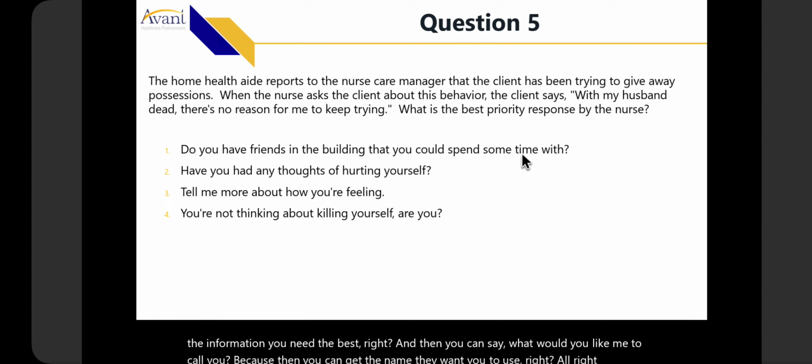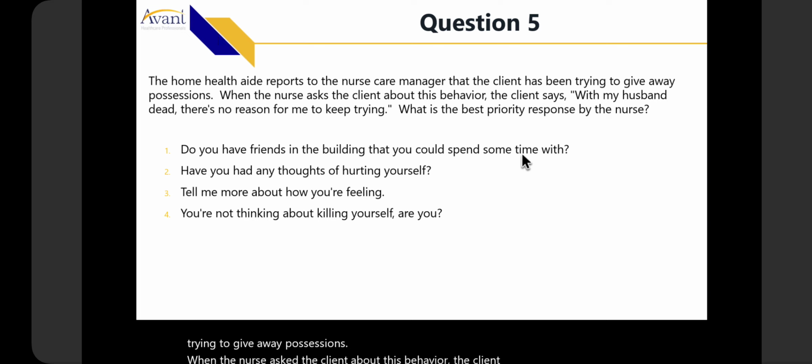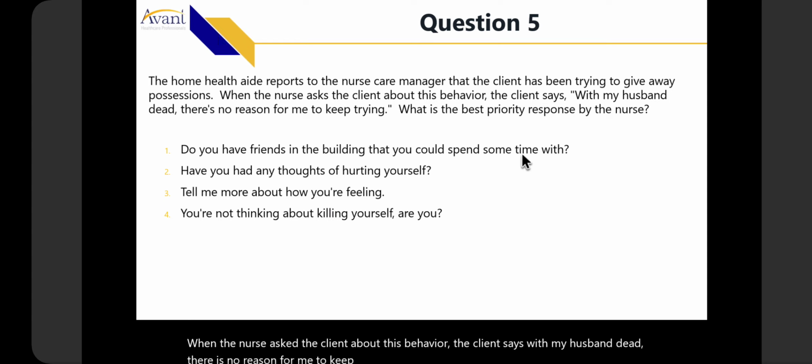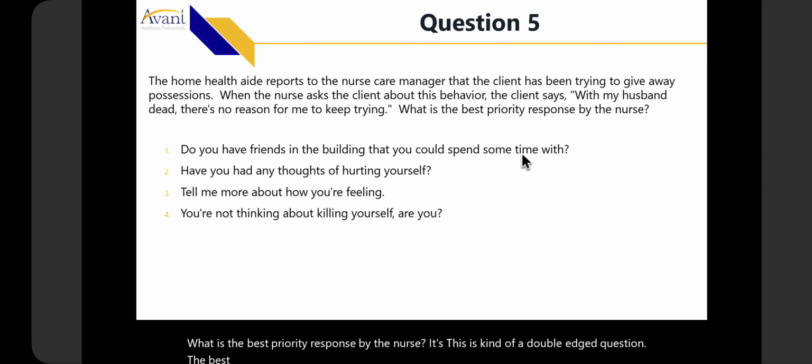All right, question number 5. The home health aide reports to the care manager that the client has been trying to give away possessions. When the nurse asks the client about this behavior, the client says, with my husband dead, there is no reason for me to keep trying. What is the best priority response by the nurse? Right? So this is kind of a double-edged question. The best priority response by the nurse.